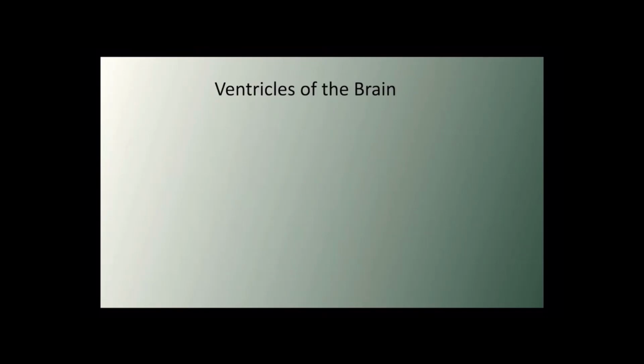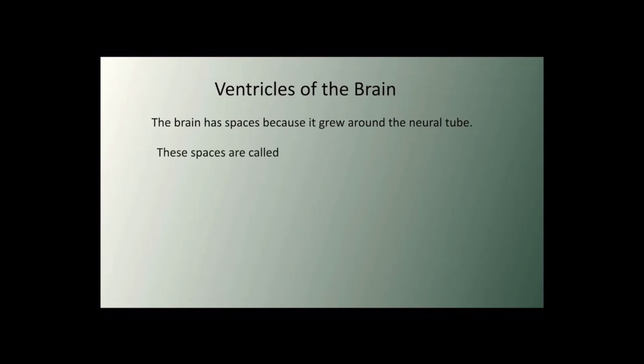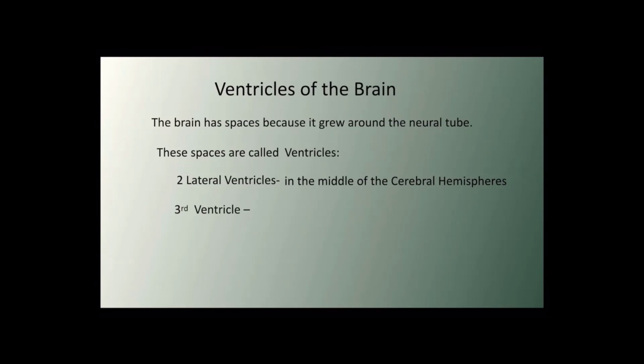Let's talk briefly about the ventricles of the brain. Can you name them? The brain has spaces. Remember, it grew around the neural tube. So these spaces are called ventricles. We have two lateral ventricles in the middle of the cerebral hemispheres, and we have the third ventricle. Where is it located? That's right, in the middle of the thalamus.